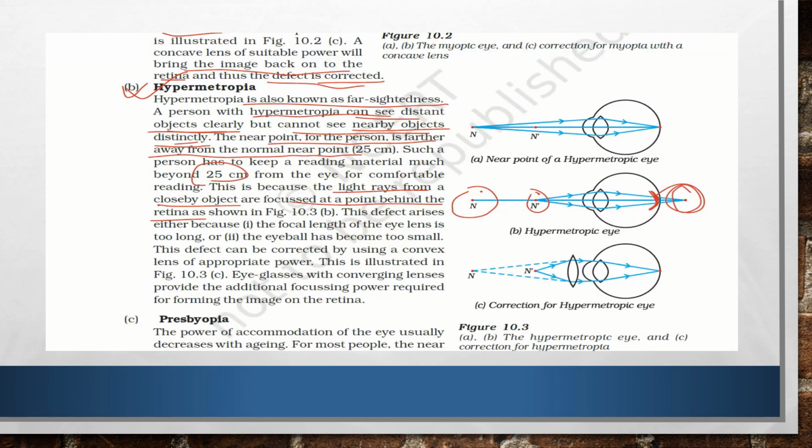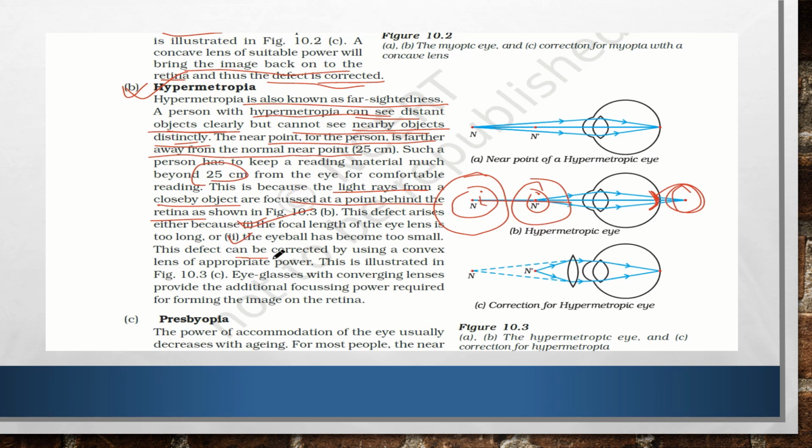So as this is happening, the person, instead of seeing the near object here, has to see the near object here. So he is taking his book away from the original 25 centimeter position. He is taking that book beyond the 25 centimeters and trying to focus that image. Okay, so why is this defect caused? This is caused because the focal length of the eye lens is too long. The focal length has become too long and the eyeball has become too small. The eyeball has become very small. Okay, so the eyeball might have contracted and the focal length has become too long.